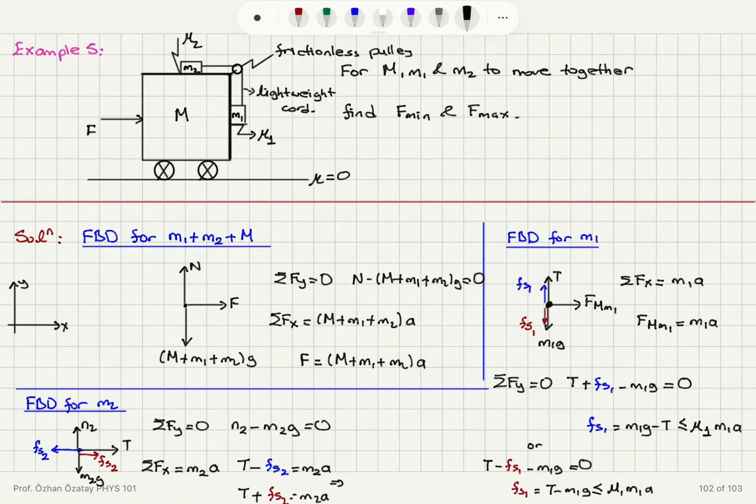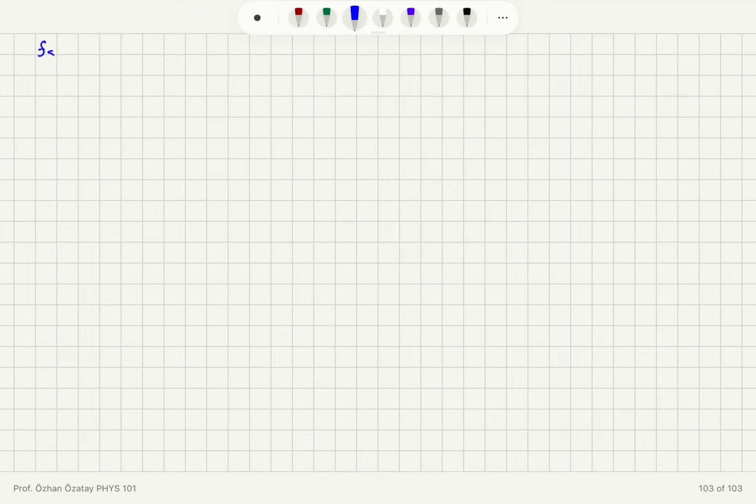So this tells us that tension minus M2A, which is Fs2, is less or equal to the coefficient of static friction mu2 times M2G, because the normal force is M2G, mu s times N. Or we see that Fs2, which is M2A minus tension, is less or equal to mu2 times M2G. So we have considered two possible scenarios here. Now let me move on with the two different scenarios.